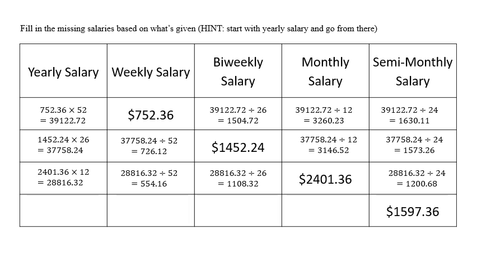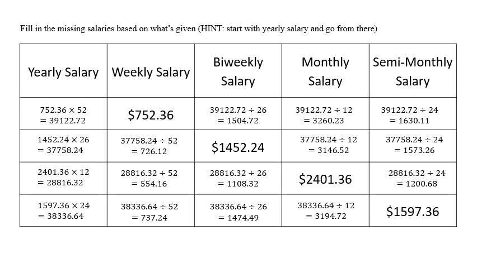Finally, we have a semi-monthly paycheck of $1,597.36. So because you would get that 24 times in a year, we would multiply that by 24 to find a yearly salary of $38,336.64. We divide by 52 to get a weekly salary of $737.24. We would divide it by 26 to get a biweekly salary of $1,474.49. And we would divide it by 12 to get a monthly salary of $3,194.72.